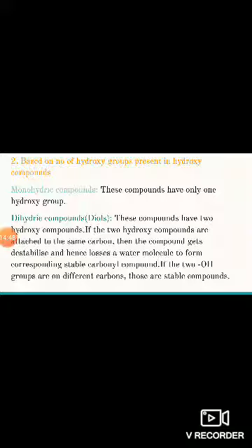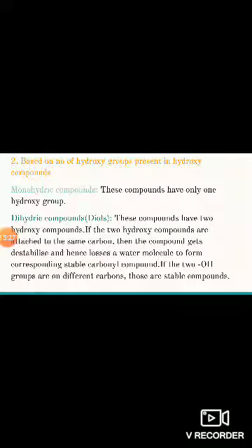It is an example of a gem diol and also stable, because the carbon which is attached to two hydroxy groups is further attached to the CCl3 group, which has strongly electron withdrawing chlorine atoms. So chloral hydrate is somewhat stable, though it contains two hydroxy groups on the same carbon. That is a gem diol. In gem diols, the two hydroxy groups are attached to the same carbon atom.